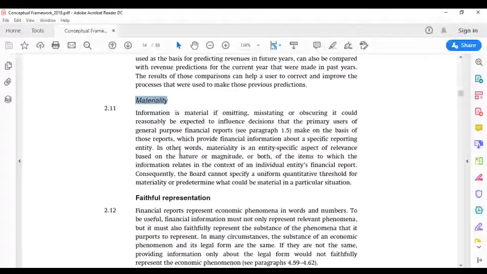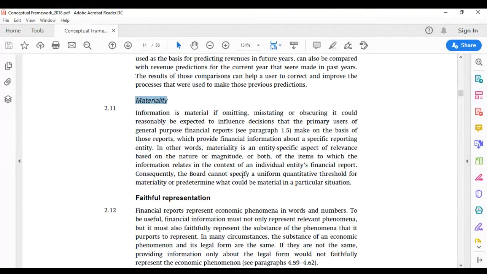The conceptual framework explains materiality. IAS 1 also has a paragraph on materiality, but I think the best definition for me personally comes from the ISAs, the International Standards on Auditing. The International Standards on Auditing, the ISAs, remember, are not the same as the IASs.